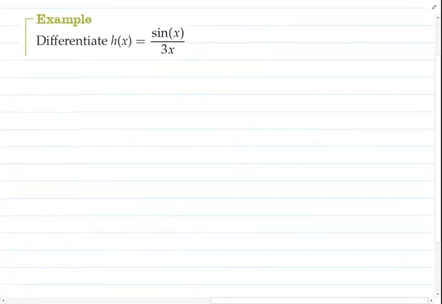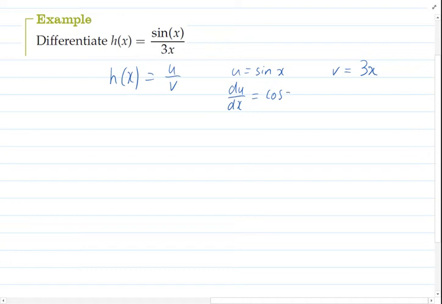Okay, well that was quite quick, so I might just go straight on to the next example anyway. So here we're looking at one applying the quotient rule. So I'm going to say that h of x is u over v, where u is sine of x and v is 3x. And so I'm going to have to differentiate both these functions. So du by dx is going to be cos x, and dv by dx is just going to be 3.